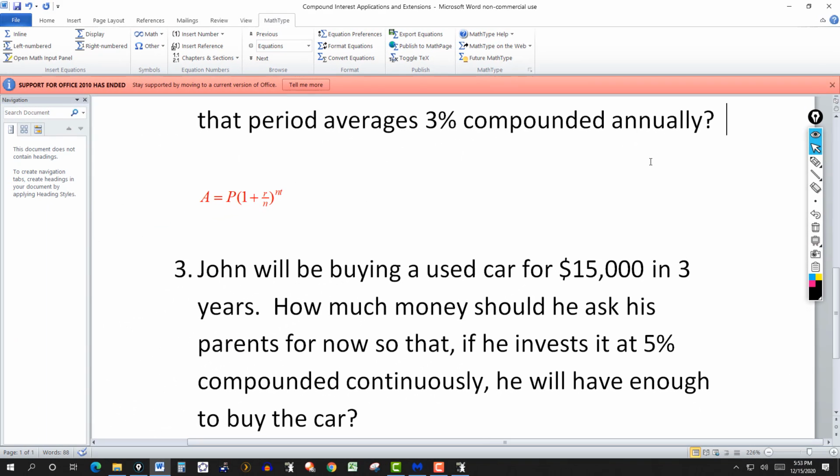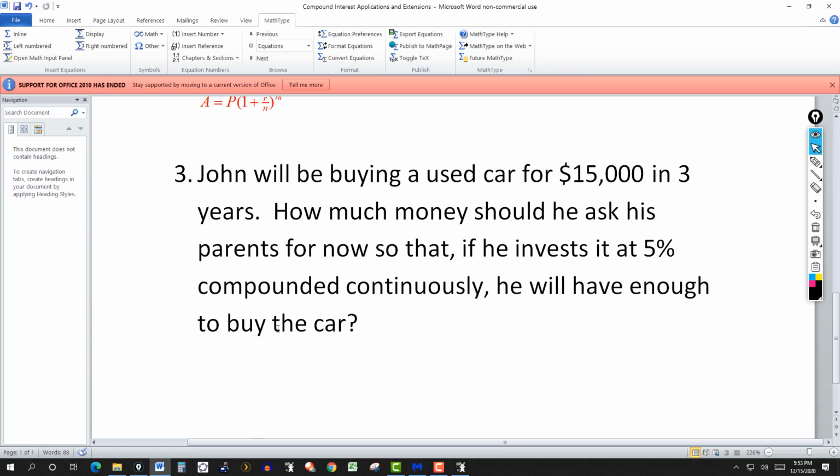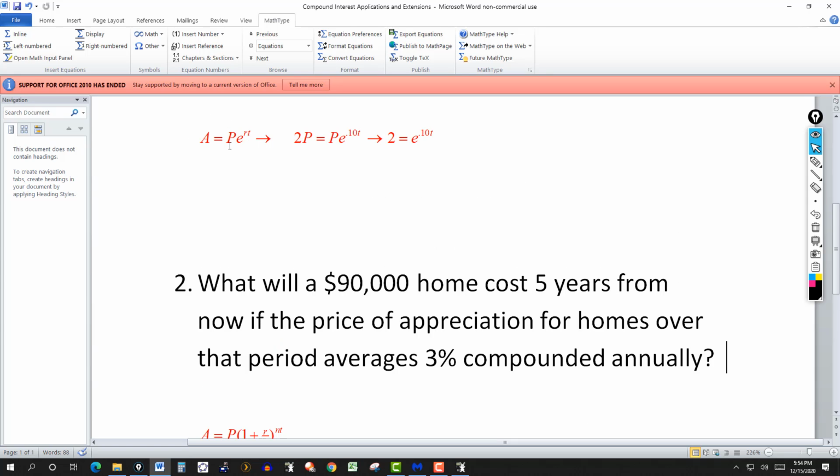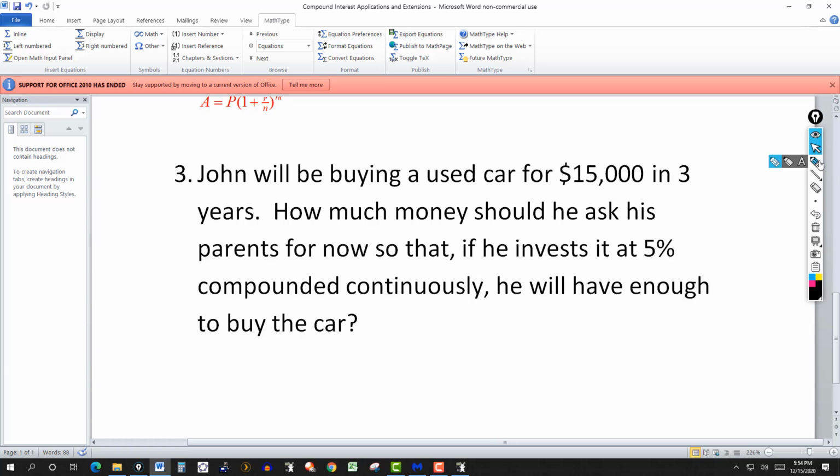Number 3. John will be buying a used car for $15,000 in 3 years. How much money should he ask his parents for now, so that if he invests at 5% compounded continuously, he will have enough to buy the car? So consider $15,000 the future value, and we're looking for the present value. It's compounded continuously, so we're using this formula right here, A equals P e to the RT. So the setup would be something like this.